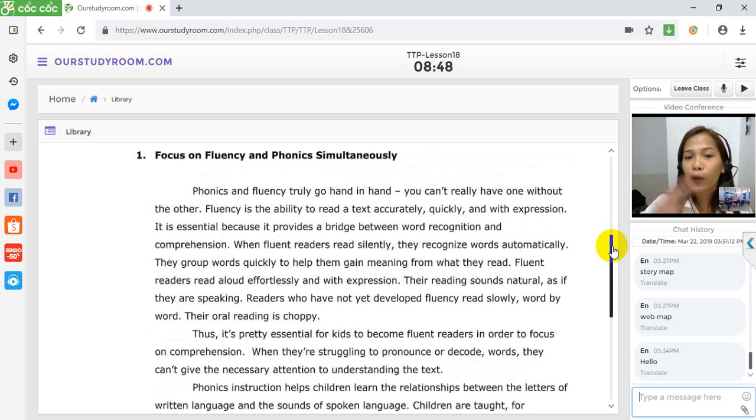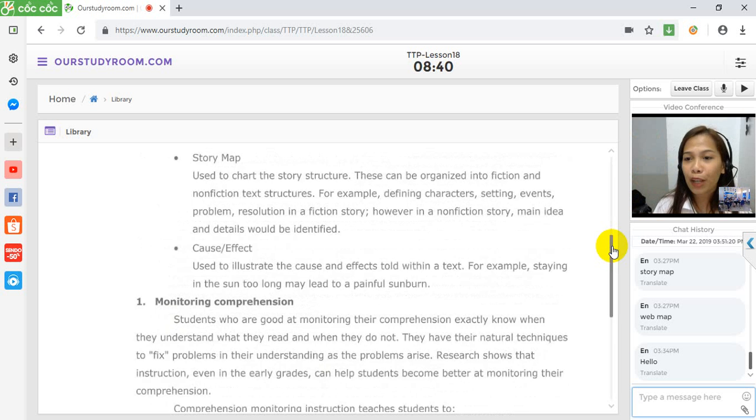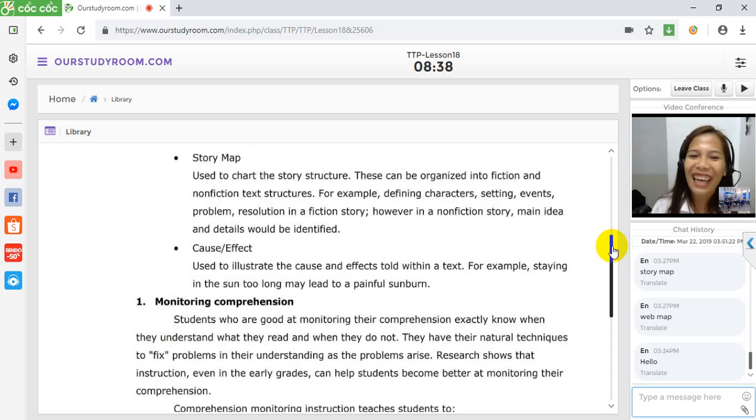So if you want to learn and you want to teach your students, you can use these strategies with them. I know you know this already. So it's very easy for you.